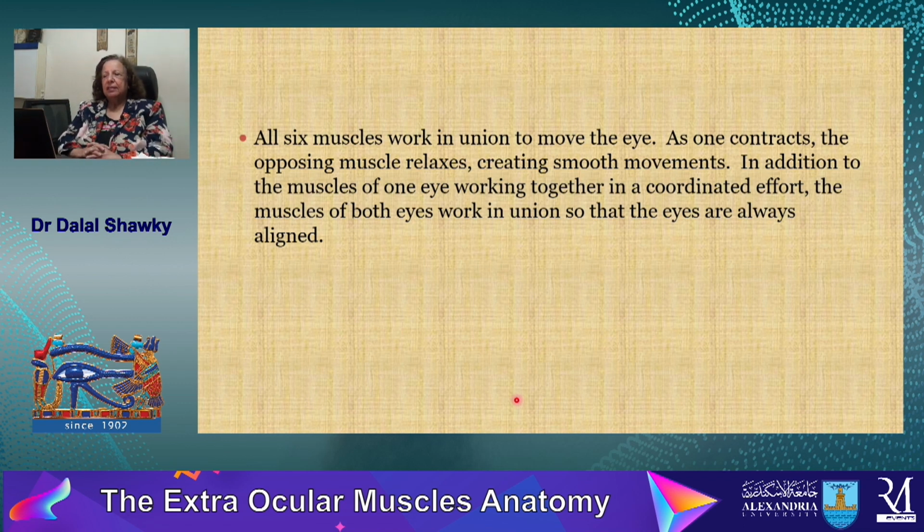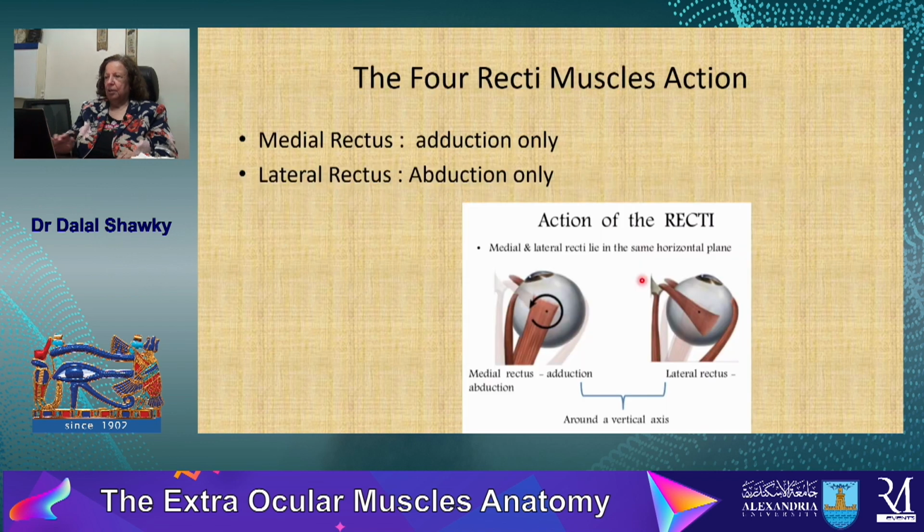All the 6 extraocular muscles act in union to move the globe. When one muscle contracts, the opposing muscle relaxes, creating smooth movement. In addition to the muscles of one eye working together in a coordinated effort, the muscles of both eyes work in union to keep both eyes aligned and parallel to each other. So, we can take it in detail.